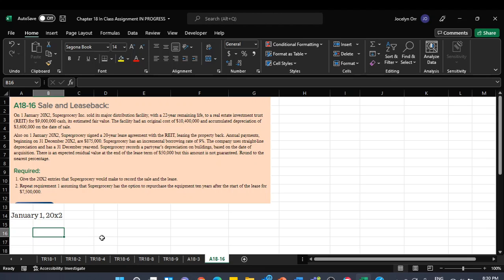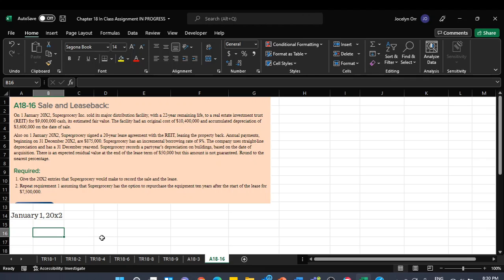They take part year's depreciation depending on the date of acquisition, expected residual value, but it's not guaranteed, and we need to round to the nearest percentage. They are talking about when it comes to sales and leasebacks, and we need to look at the proportionate claim of both the seller and buyer when we are calculating the right of use asset. So we are going to look at that in just a minute.